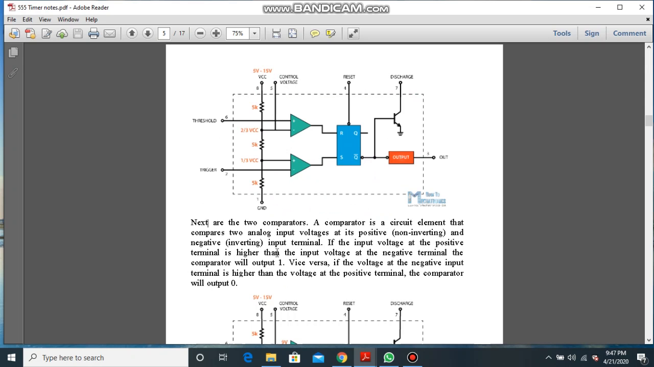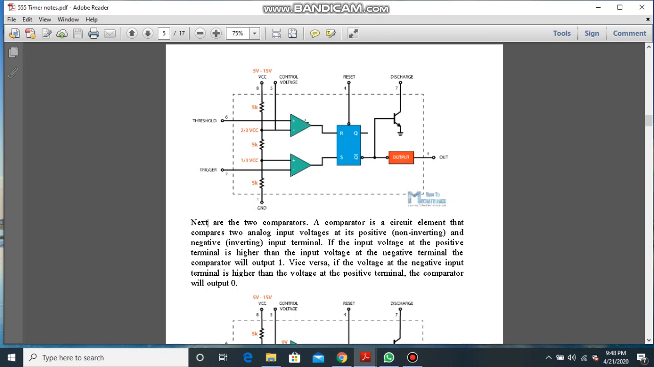Next, there are two comparators. First, plus VCC is connected, the range is 5 volt to 15 volt, three 5K resistors are connected, and the potentials are divided into 1/3 VCC and 2/3 VCC. Pin number 2 and 6 are connected through two comparators. We all know what a comparator is. A comparator is a circuit which compares two analog input voltages at its positive or negative terminal, depending on whether it is an inverting or non-inverting terminal.